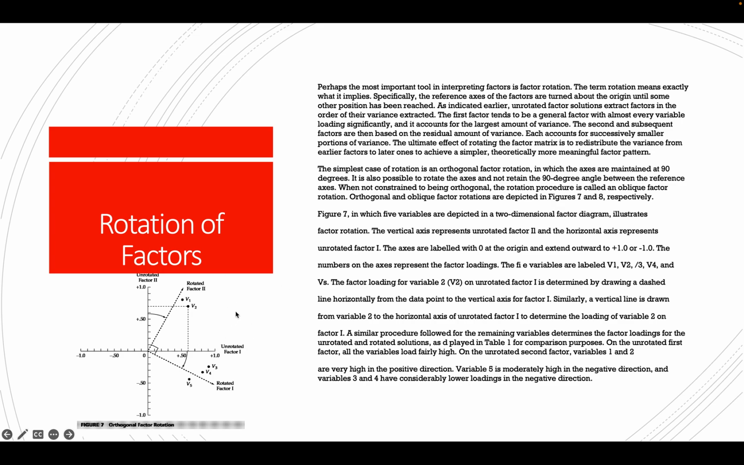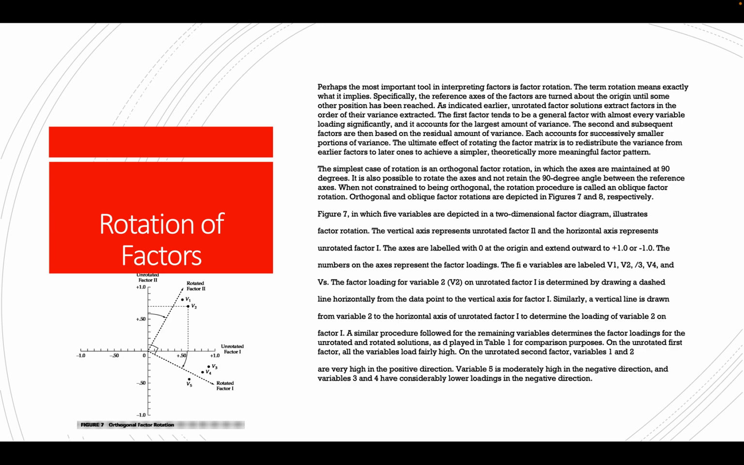Factor rotation. The vertical axis represents orthogonally rotated factors. The second, horizontal axis represents the unrotated factor. The axes are labeled with 0 at the origin and extended outward plus 1.0 and minus 1.0. The numbers on the axes represent the factor loading.